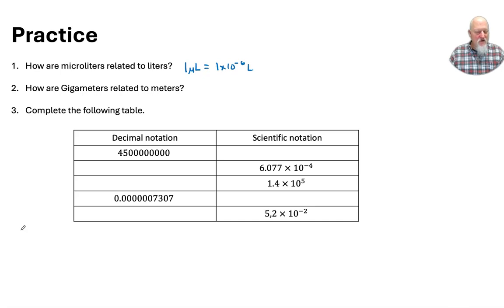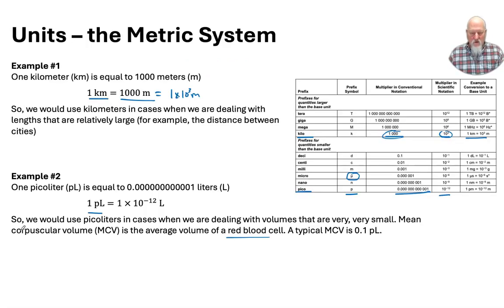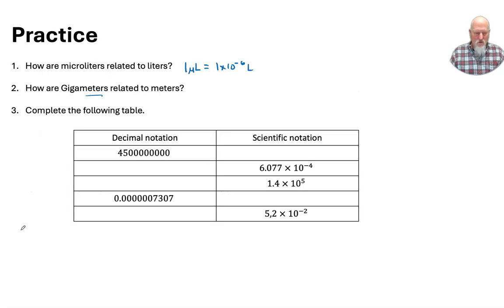How are gigameters, so we're doing length here, related to meters? Again, we go up here and we see giga, and giga means 1 times 10 to the 9th, so that's 1 billion times bigger than a meter in this case. So 1 gigameter, remember meters lowercase m, but giga's capital G, is equal to 1 times 10 to the 9th meters. So a gigameter is 1 billion meters. It's a very long length.